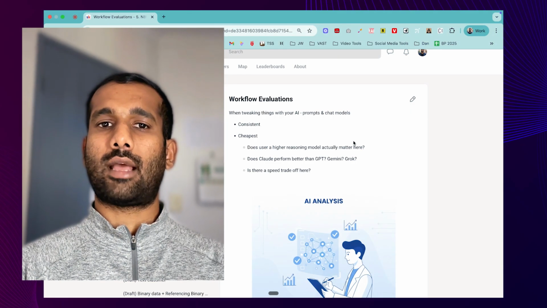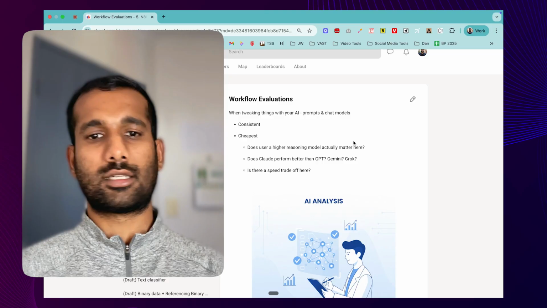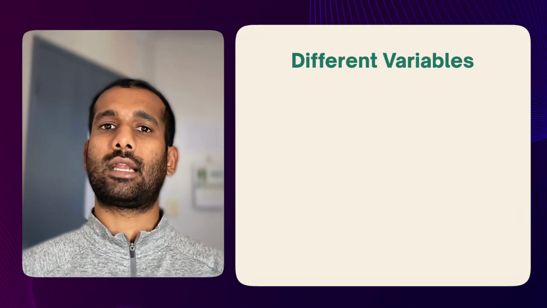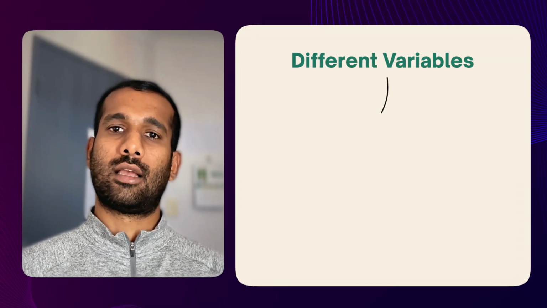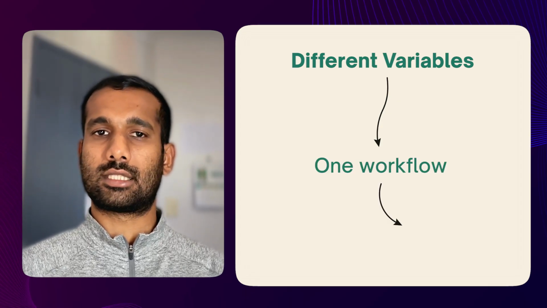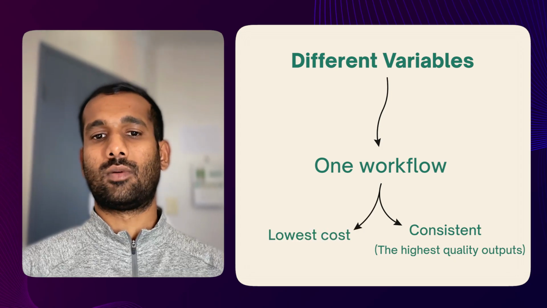So usually what happens is when we are tweaking things with our AI, our prompts, our chat model, different variables as such, what we are trying to eventually get to is one workflow or one process that produces the most consistent outputs, the highest quality outputs, and also at the lowest cost.